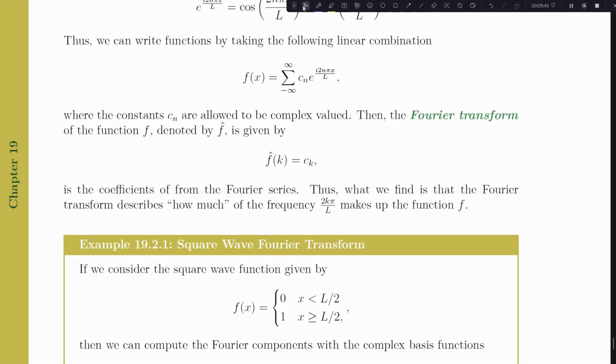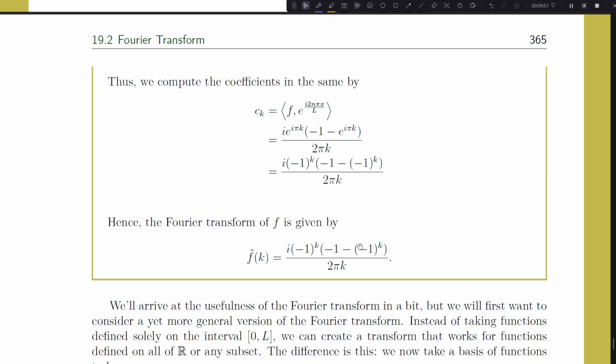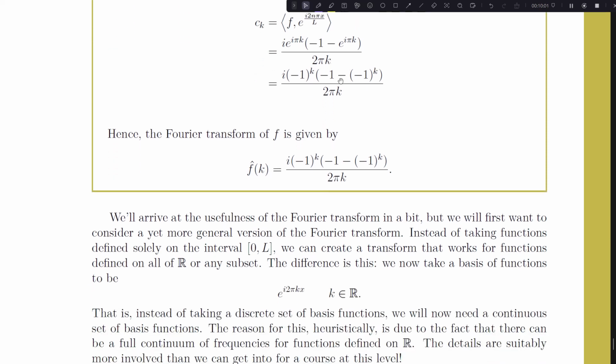So let's jump back to the book and see if the book agrees with me. To go through calculations. Yeah, everything looks the same. All you have to do is distribute that negative 1 to the k, and then everything would look the way that I wrote it. So I guess my notation is a little bit better. But that's actually all I have.